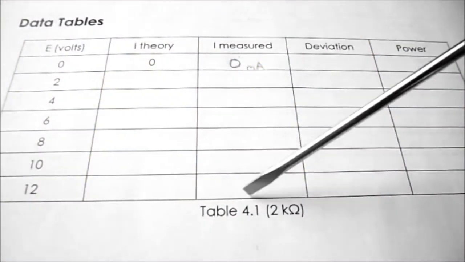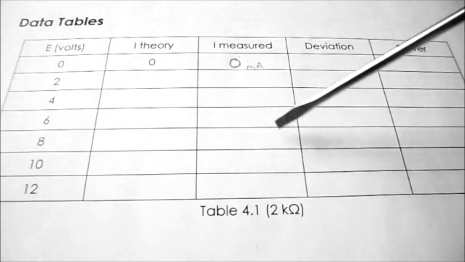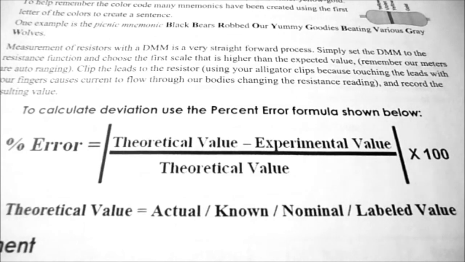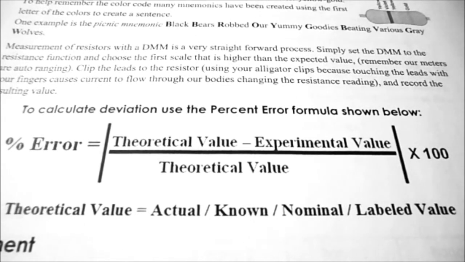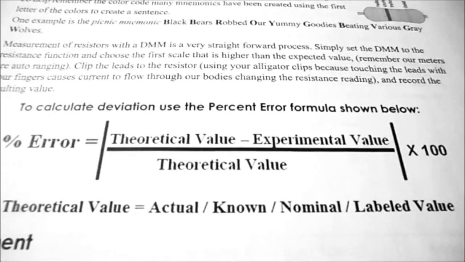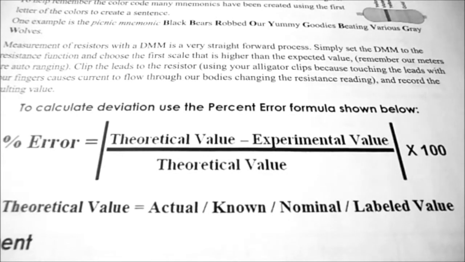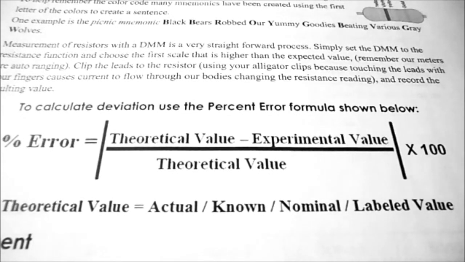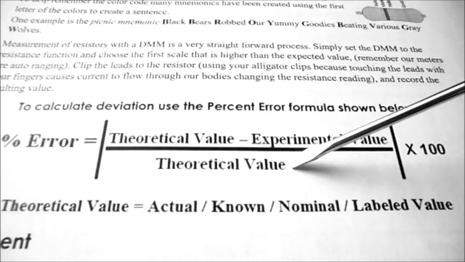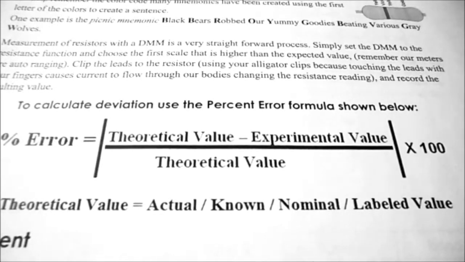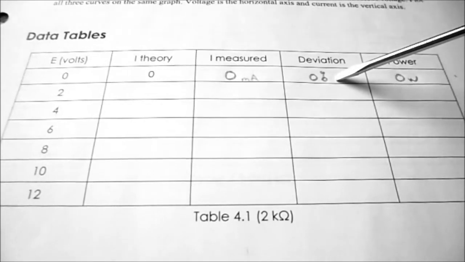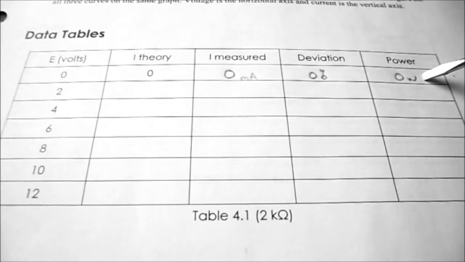So under table 4.1 for the 2K ohm resistor, I've recorded our current measurement as 0 milliamps. The formula that we're using to calculate deviation was given to you in lab number 3. So please remember that percent error, or deviation, is going to be equal to the absolute value of the theoretical value minus the experimental value, divided by the theoretical value, times 100. So for table 4.1, the deviation will be 0% and the power will be 0 watts.